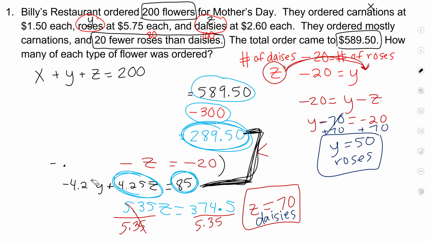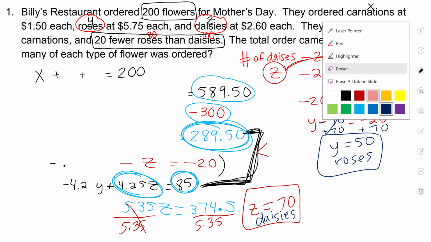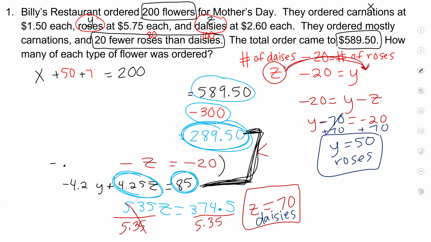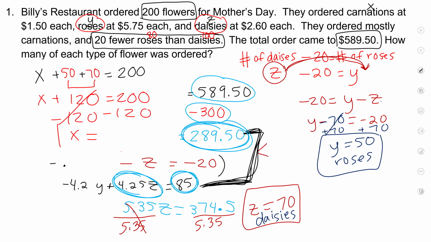Okay, so I have y is 50 and z is 70. So let's plug that in. This was 50, this is 70. 50 plus 70 is 120. And what do I do to both sides? Subtract. So guys, how many carnations do I have? 80. So we have 80 carnations. This is how I want you to write your answer. X comes first, so you should have 80. Y was 50 and Z was 70. This is how you write your solutions.